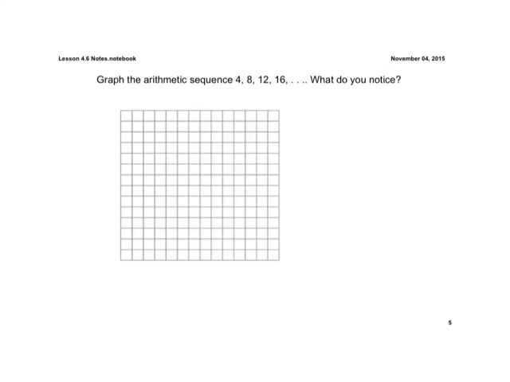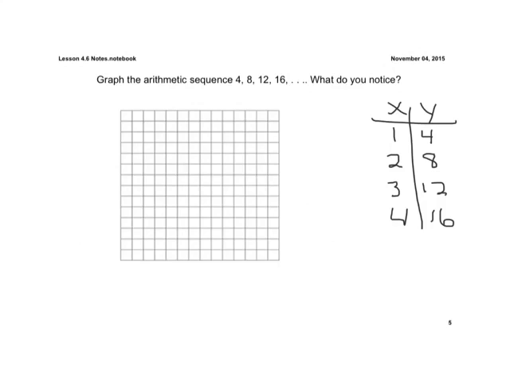Now they want us to graph these sequences. So if we make a quick XY chart, our X is just the number of each term. Our first term is 4, our second term is 8, our third term is 12, our fourth term is 16. We could keep going, we see the pattern there. Let's label our X, Y, 1, 2, 3, 4. Maybe we could count up by 2s on the Y-axis, 2, 4, 6, 8, 10, 12, 14, and up to 16. Let's go ahead and graph these.